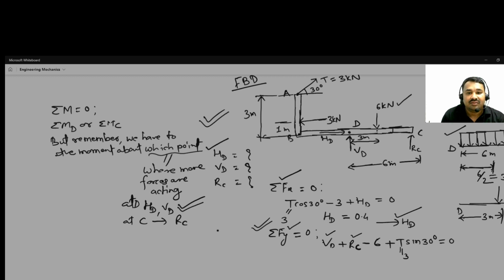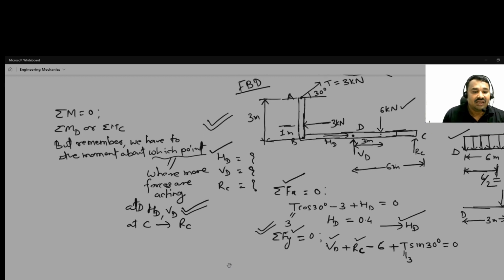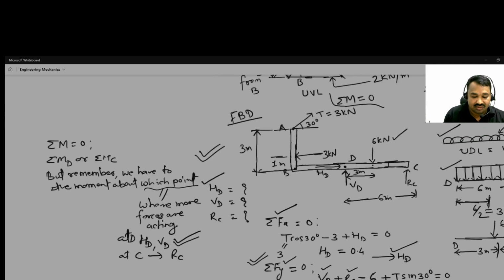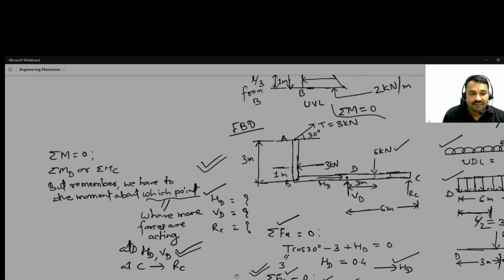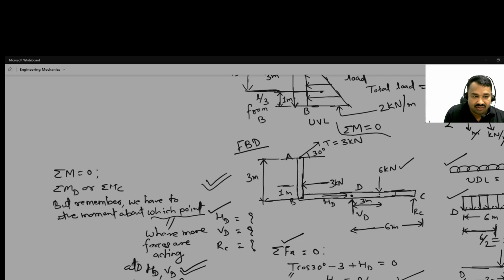So that we can save our time, so it is less expensive computationally. That's why we have to take moment about D, summation of MD is equal to 0, and let us take this direction as positive.